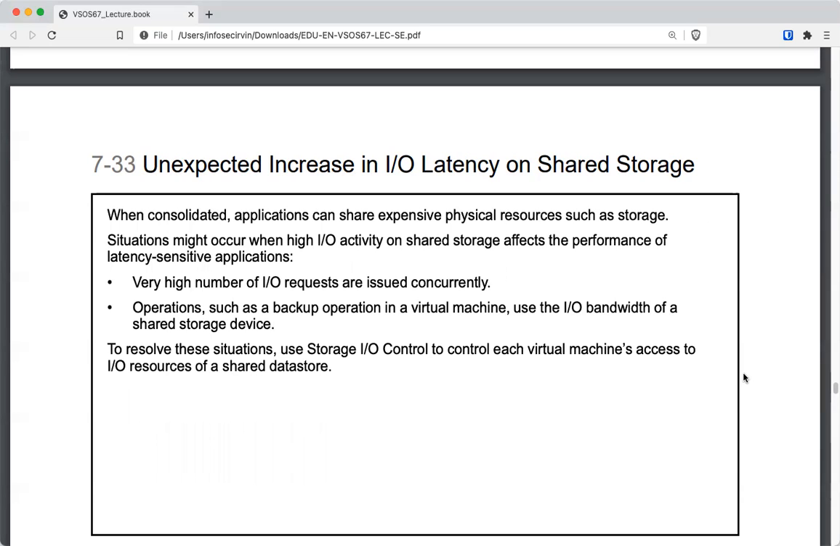An increase in I/O latency could be during a backup operation. It could be during a high use storage from a VM, or it could be signs of an impending problem. These are things that you should not just leave for later. These are things you should investigate.